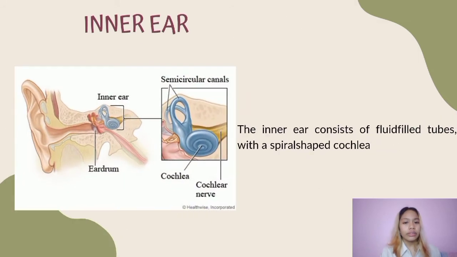The inner ear consists of fluid tubes with a spiral-shaped cochlea. The function of the cochlea is to transform mechanical sound waves into electrical or neural signals for use in the brain. Specialized hair cells in the cochlea send shock waves in the fluid as the ossicles pound forward. They stimulate nervous receptors, transmitting signals to the brain via the cochlear nerve, which interprets the signals as sound.